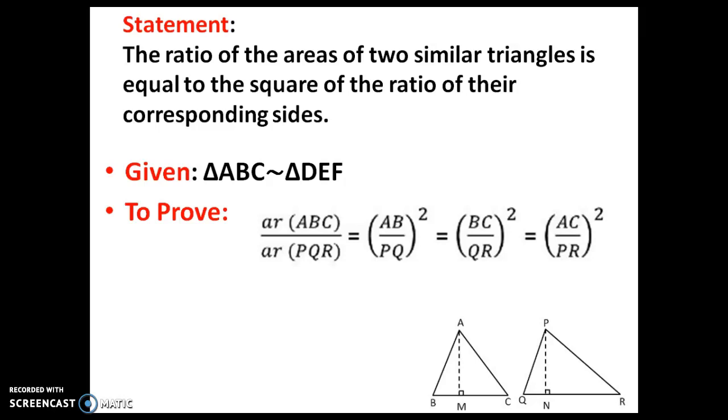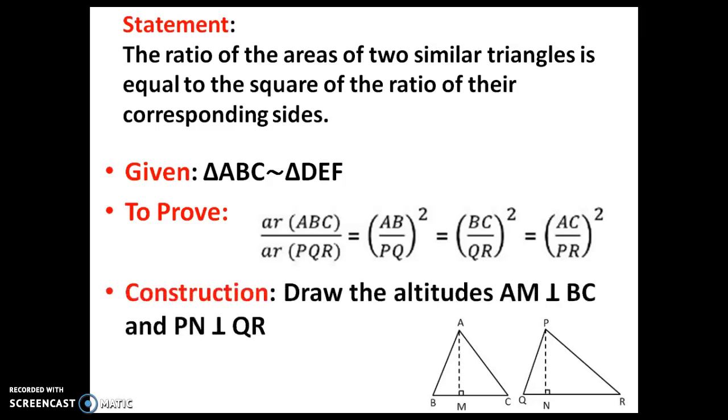Construction: draw the altitude AM perpendicular to BC and PN perpendicular to QR. In this triangle you can see, the altitude means from the vertex to the opposite side a perpendicular line is drawn, and that will be the altitude of the triangle. So AM is perpendicular to BC and PN is perpendicular to QR.